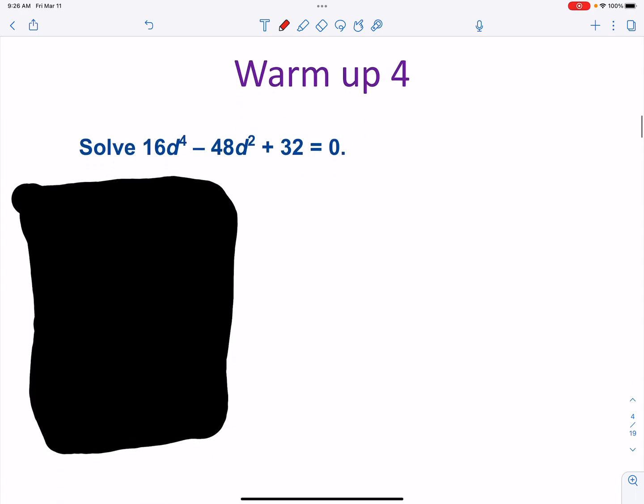All right, so on this one, it is equal to 0, and it says solve. That means I want you to factor, and I want you to find me the roots. Pause and try the question.